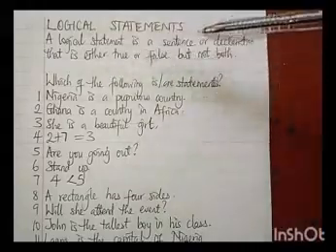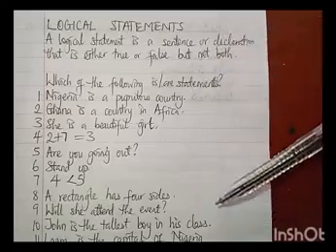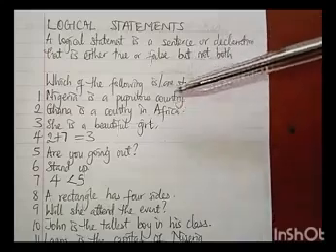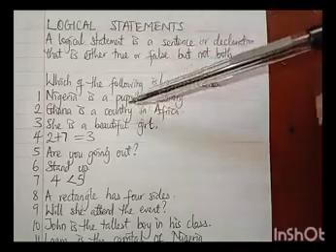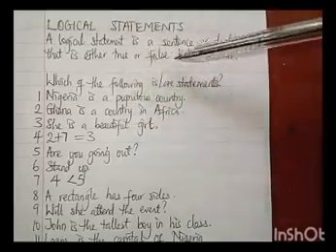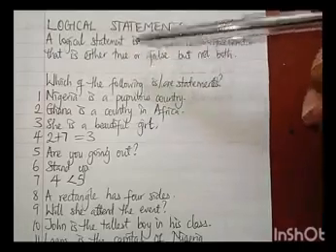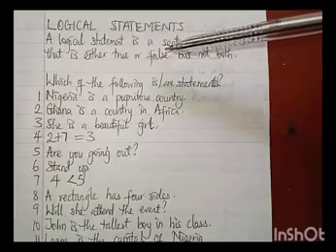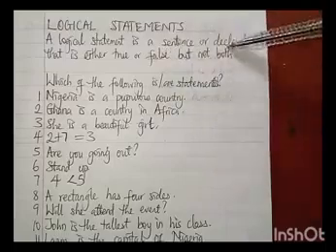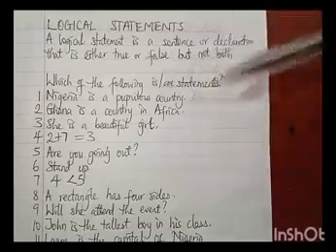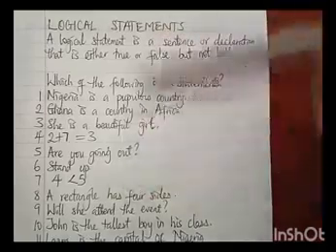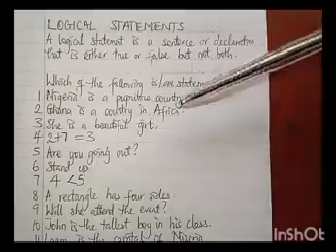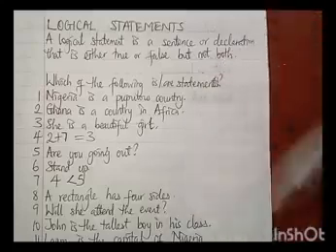A logical statement is a sentence or declaration that is either true or false, but not both. So we are making statements. For us to recognize statements, we have to know whether they are true or false. If a statement is neither true nor false, or could be true or false, then that doesn't sound like a logical statement. And it may be a declaration, so it could be said, it could be written. So let's use these examples here to recognize how we know a statement when we see it.